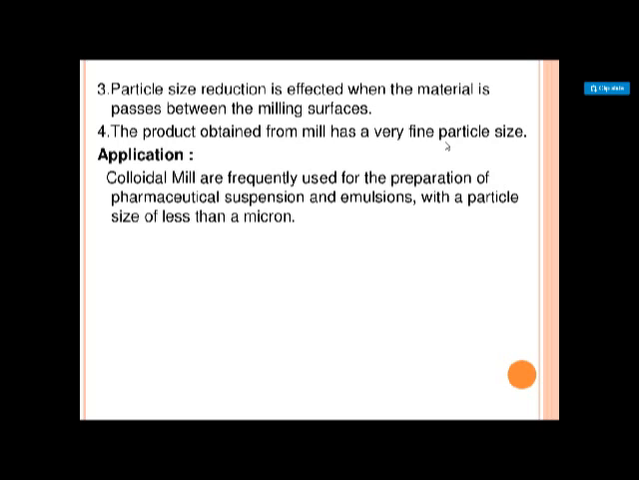You can use this colloid mill for viscosity ranges of 1 to 30,000 centipoise. And the capacity is 2 liters per minute.